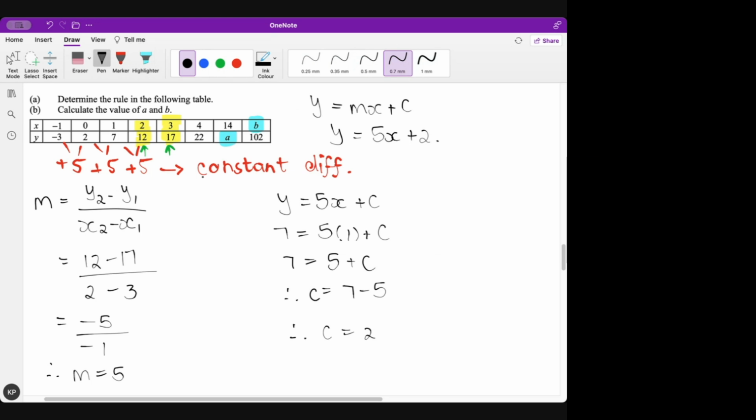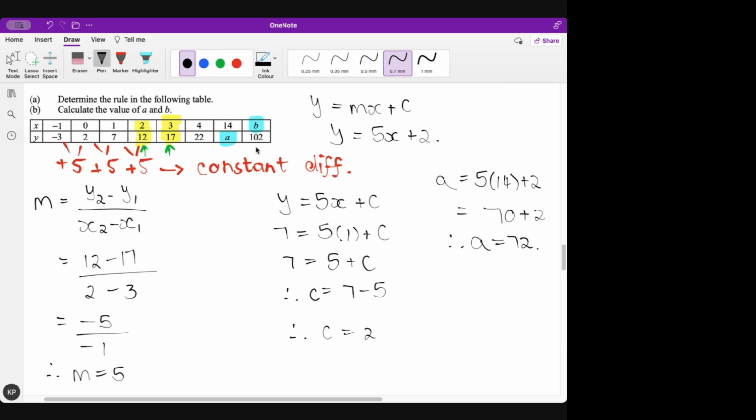Now, to find A, I have to substitute 14. Where's 14 going to be substituted? In the X or in the Y? In the X. Great. So y is equal to 5 times 14 plus 2. How much is 5 times 14? 5 times 14, it's 70 indeed, plus 2. Therefore, okay, maybe I should have written A here, ne? Just to avoid confusion. A is equal to 72.